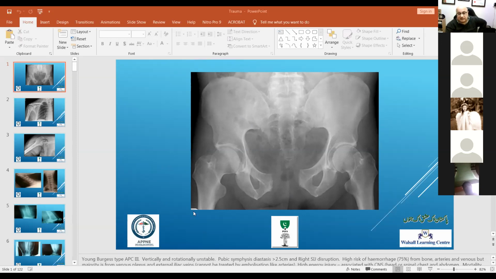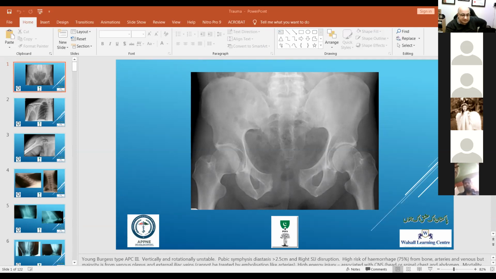Sir, after going through the ATLS protocol, I will assess the hemodynamic stability, and if the patient is hemodynamically stable, I will apply a pelvic binder. After that, if the patient is stable, I go for CT angiogram. Okay, so the patient is stable and bound. What ultimate or complete treatment will you do for this patient?